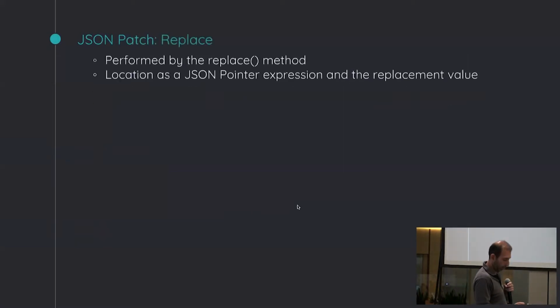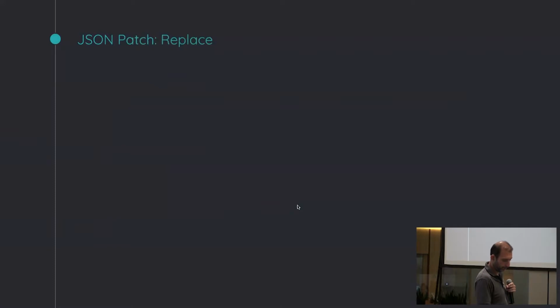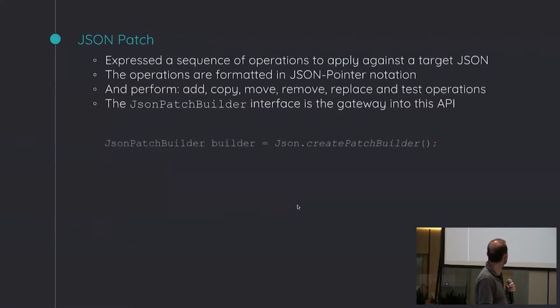JSON pointer expression is passed to one of the operation methods and applied to the JSON document.